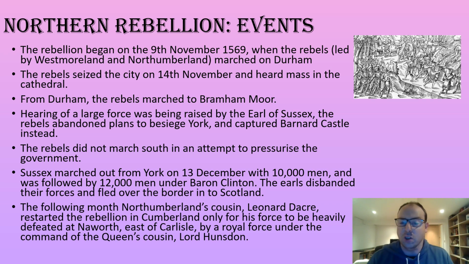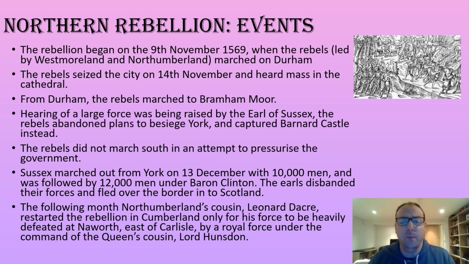A step backwards maybe from taking York, but Barnard Castle would give them a stronghold. And again, potentially a mistake, the rebels did not march south in an attempt to pressurise the government. Sussex marched out from York on the 13th of December with 10,000 men, followed by 12,000 men under Baron Clinton. The Earls disbanded their forces and fled over the border into Scotland. So really, at the first sign of real strength from royal forces, the Northern Rebellion kind of melts away.